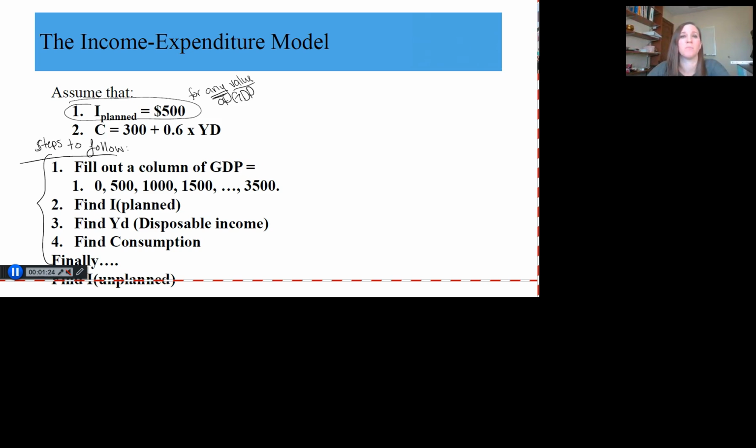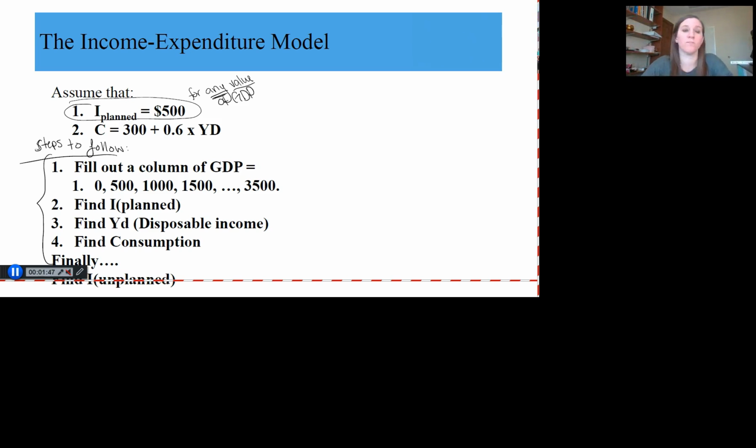So here's our example. For any value of GDP, we're assuming that the planned investment is $500, so that's fixed. And we have our consumption function, which I've given to you in this example. You should be able to derive it by yourself, but consumption is going to be 300, which is our autonomous spending, plus 0.6, which is our MPC, times YD, which is our disposable income.